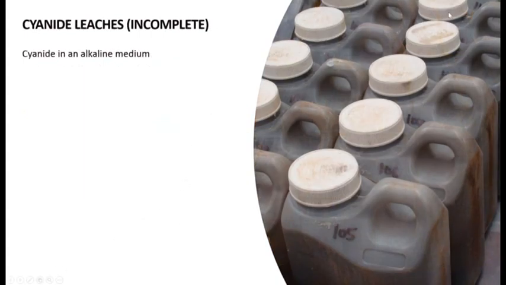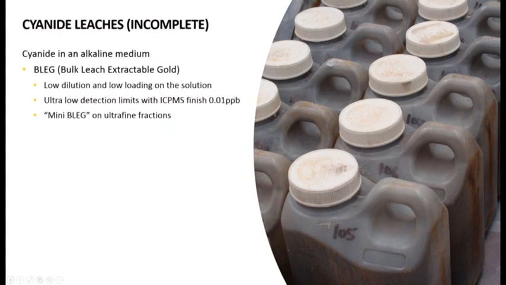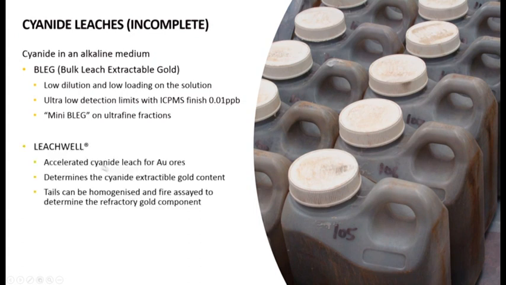Moving on to something like a cyanide leach. Two types. We deal with a BLEG, and that's a very low-level analysis, great for soil, stream sediments. I've seen some marvelous calcrete examples with BLEGs, and it has very, very low detection limits, 10 parts per trillion. That's good. And a lot of people are looking for mini BLEGs. They screen out the very fine fractions, and they send it in for a BLEG. You don't need a kilo like a normal BLEG would take. You can do it on 50 grams, no problem, and very good numbers coming out of that as well.